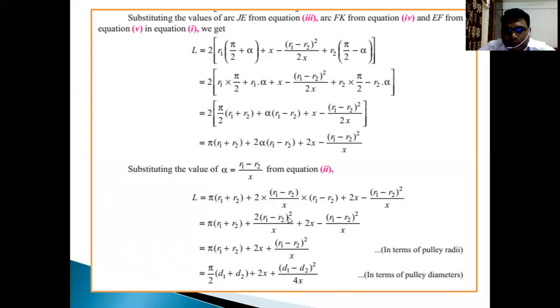Then you simplify this. You can see, student, this one has 2 and the other has 1, so it is just subtracting over here. So now it becomes like this: pi (R1 plus R2) plus 2x plus (R1 minus R2) whole squared upon x, in terms of the radii. If you want to write it in terms of diameter, what do you do? That is simple, you just divide by 2 and multiply by 2. So now this relation becomes this.